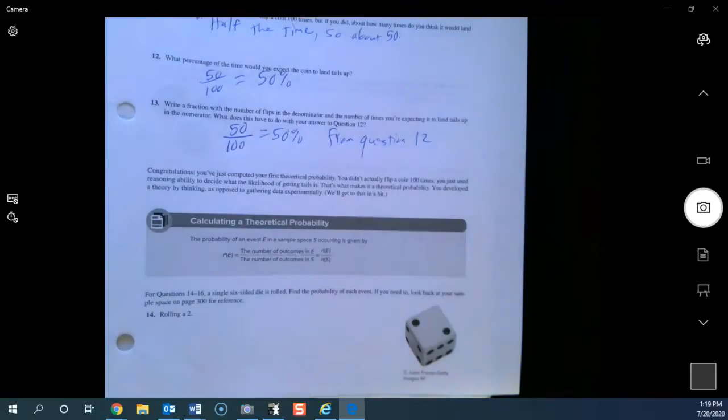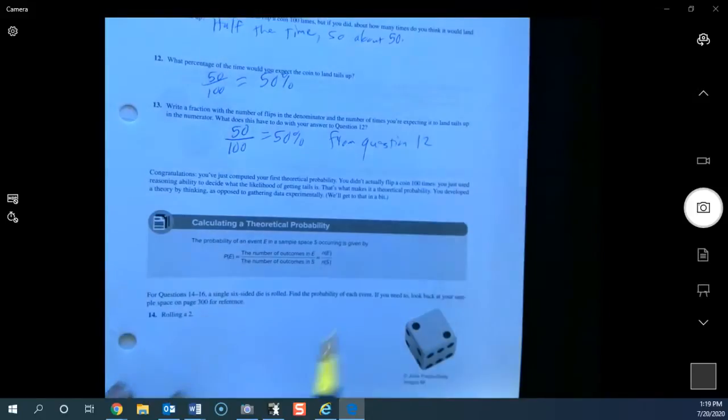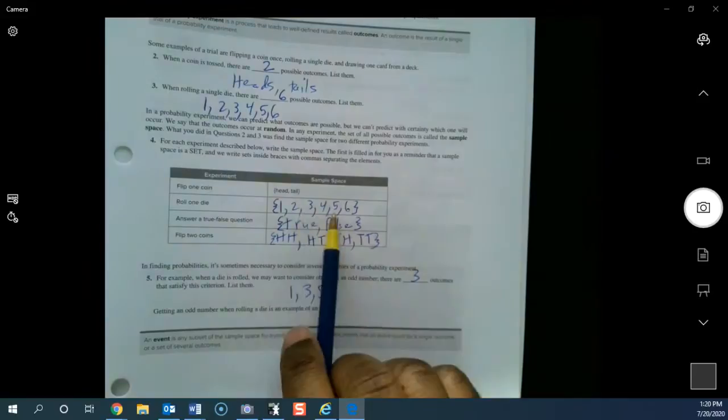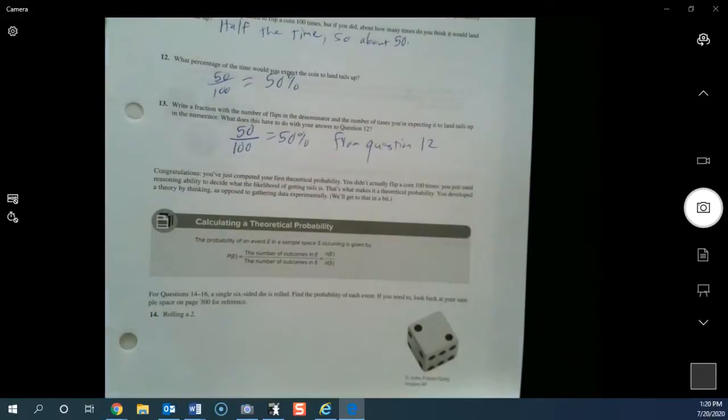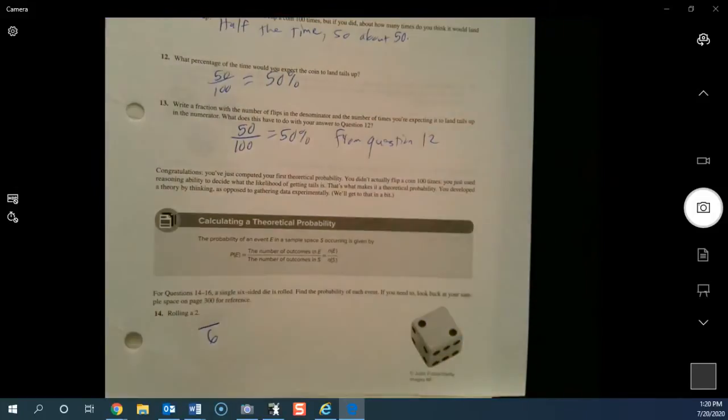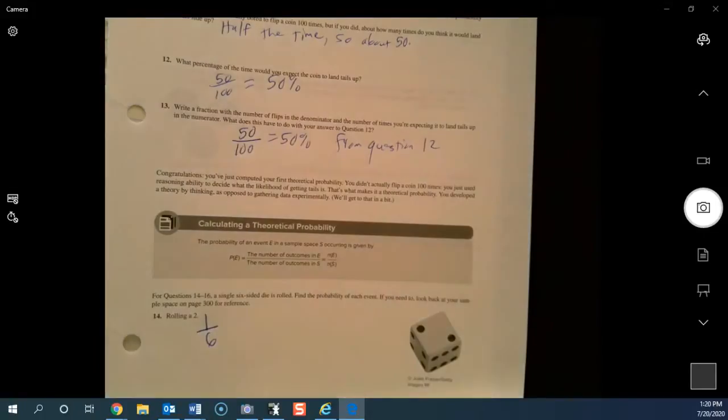Okay, so now, questions 14 through 16, a single six-sided die is rolled. Find the probability of each event. If you need to, look back at your sample space on page 300 for reference. So basically, it says rolling a 2. Now, when we look back at that table that we had, there's only 1 2 in the sample space. So that means, first of all, with a die, we have 6 events, and it can only happen 1 time, rolling a 2.